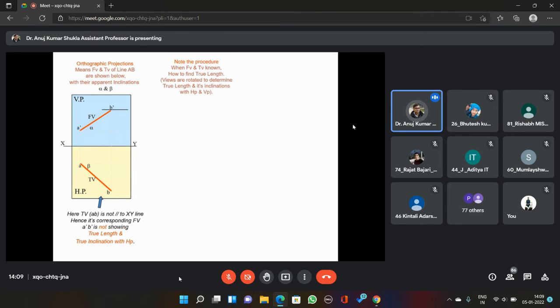When FV and TV are known, how to find true length? Views are rotated to determine true length and its inclination with HP and VP. See the procedure? Like here, you are getting A dash and B dash.